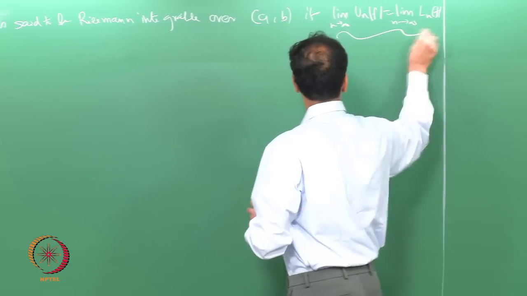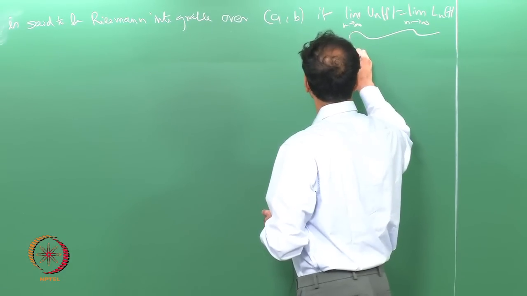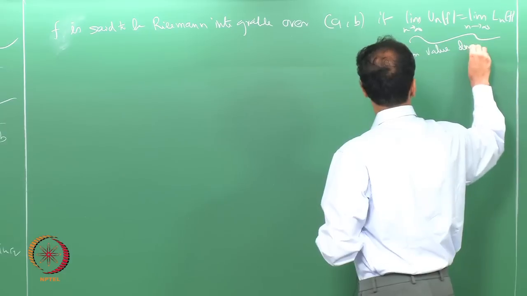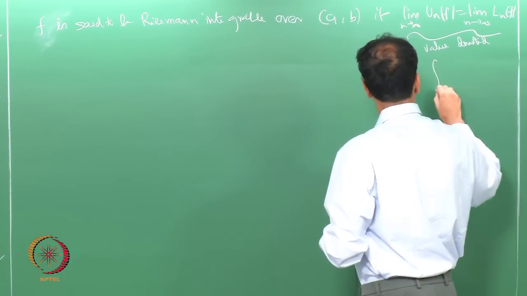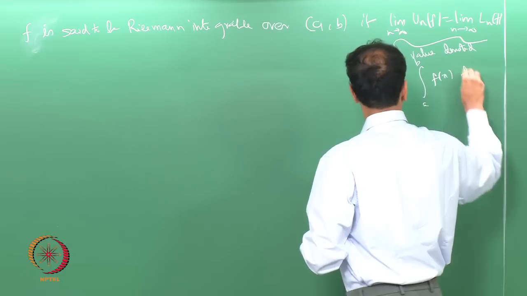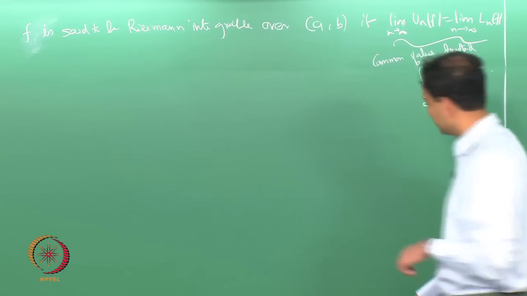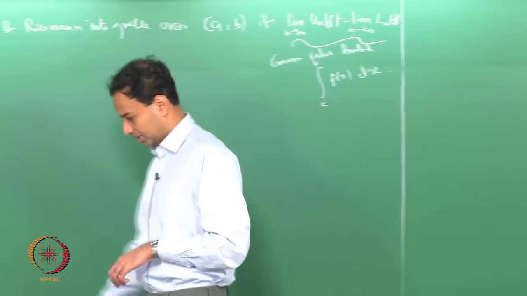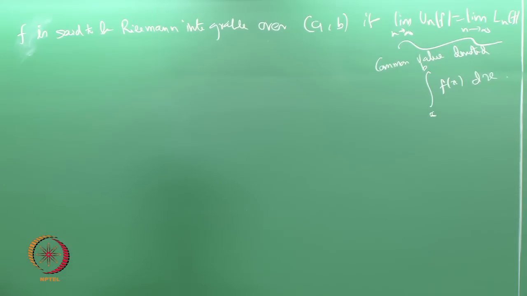This common value is denoted integral a to b f of x dx. That is your Riemann integral. So, is everybody familiar with this?